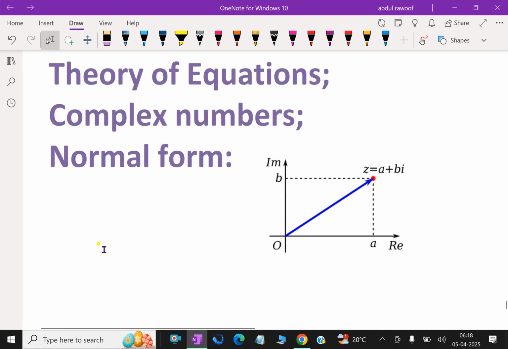Welcome to AmeenAcademy.com. In theory of equations, let us discuss complex numbers. In that, the normal form of the complex number we will discuss now.